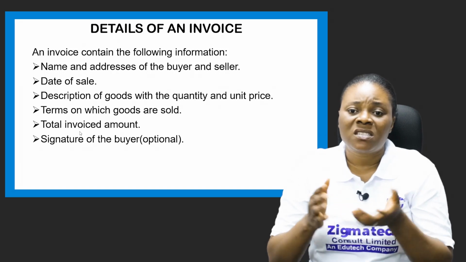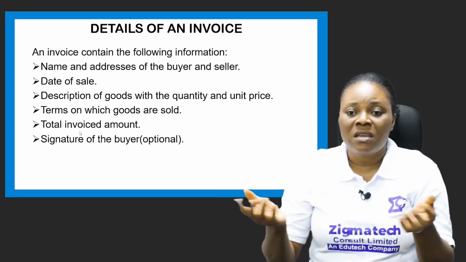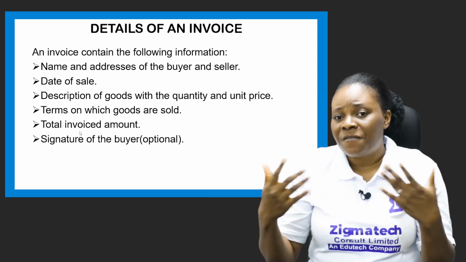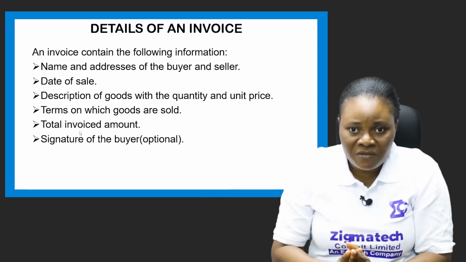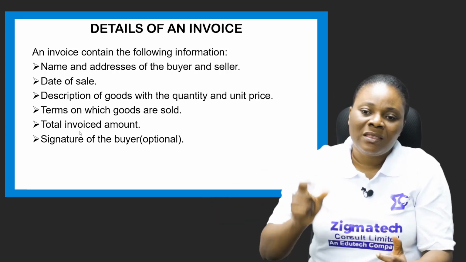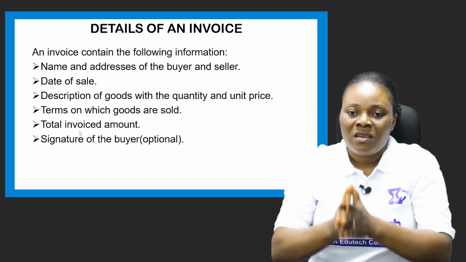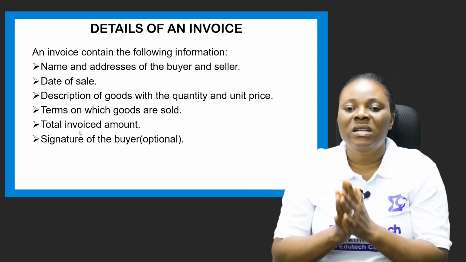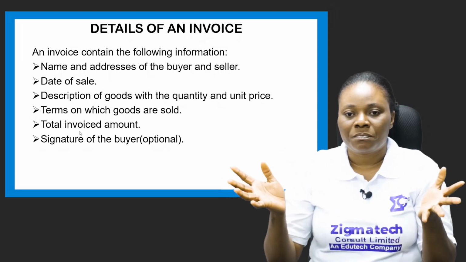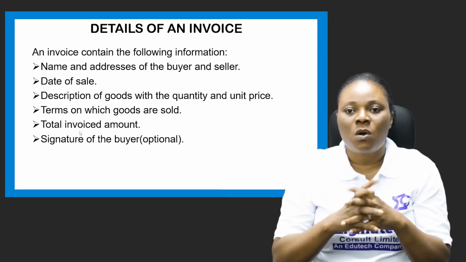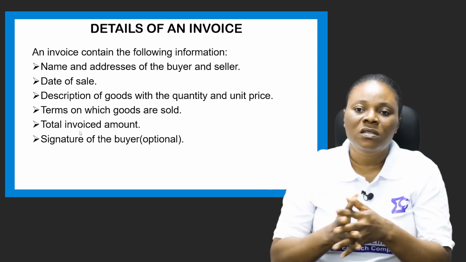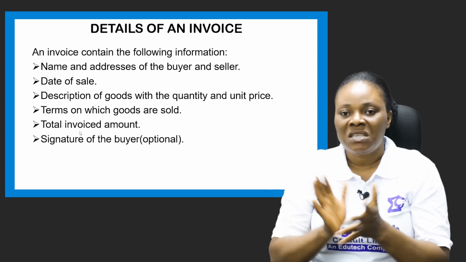Then lastly, you have the signature of the buyer. Even though there are some invoices that you don't find this, on some invoices you have a place where the buyer has to sign to show that he is satisfied with what has been ordered, the signature of the buyer. So all these are the details contained on an invoice.